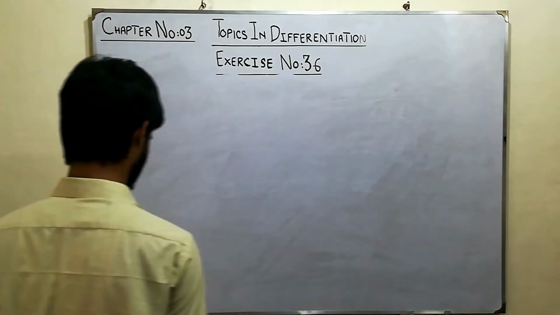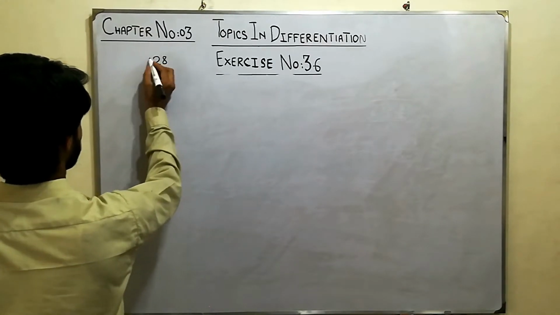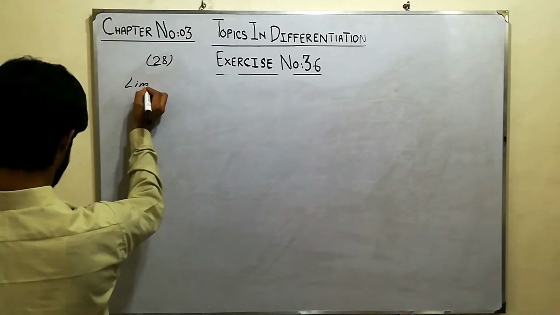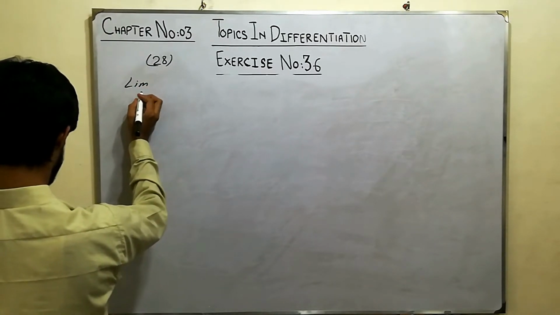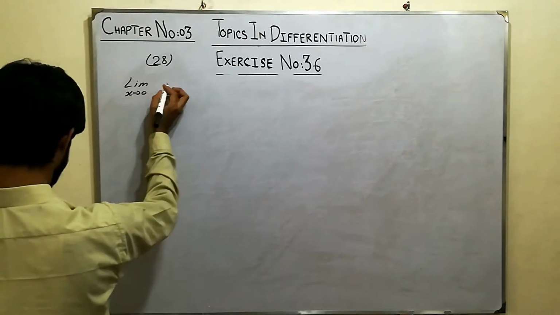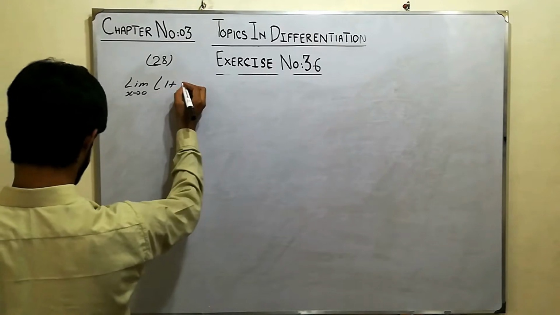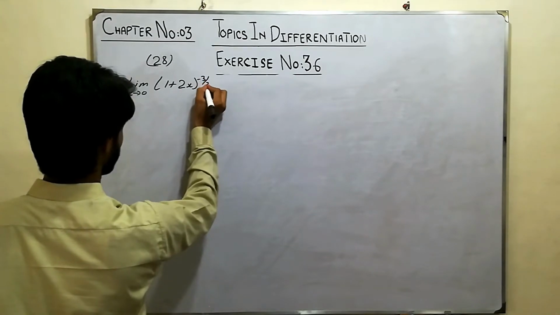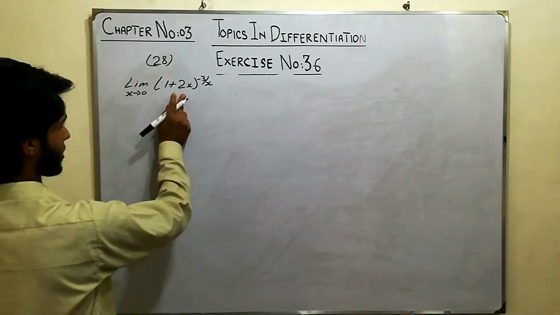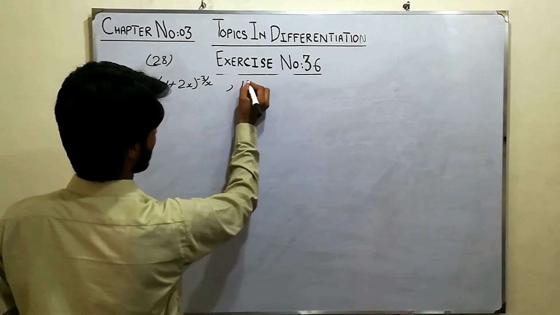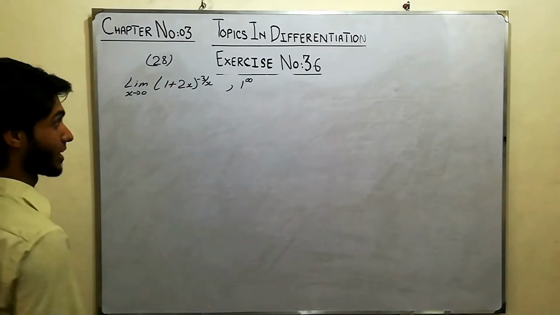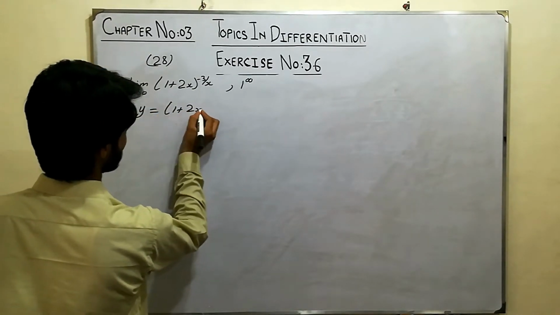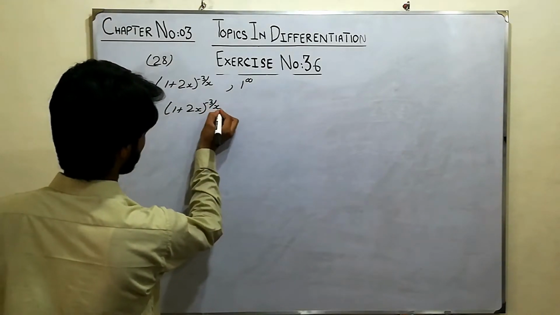Next question is question number 28. Limit x approaches to 0 of 1 plus 2x to the power minus 3 by x. If we put the limit in that function we have the form of 1 to the infinity. So now solve by case 2. Step 1, let y be equal to the function 1 plus 2x to the power minus 3 divided by x.